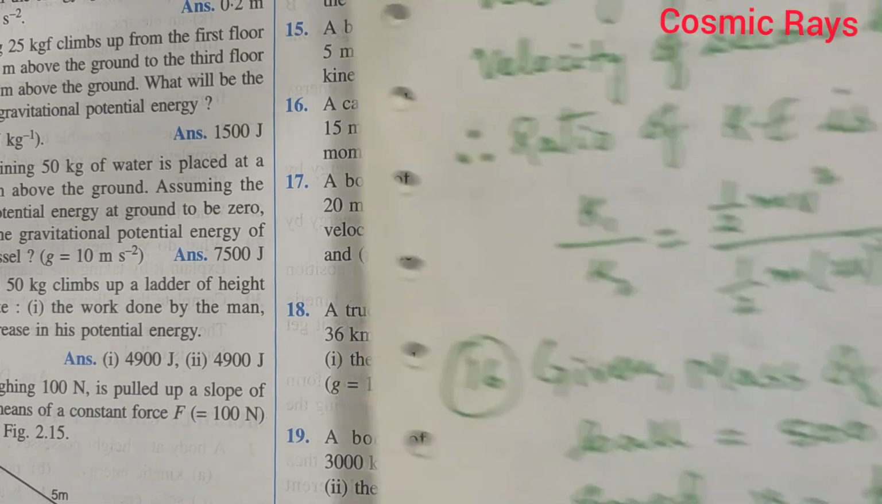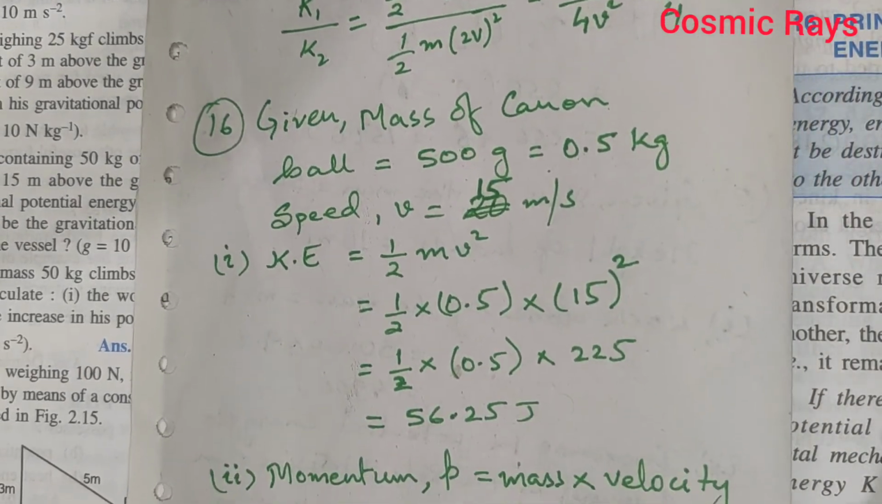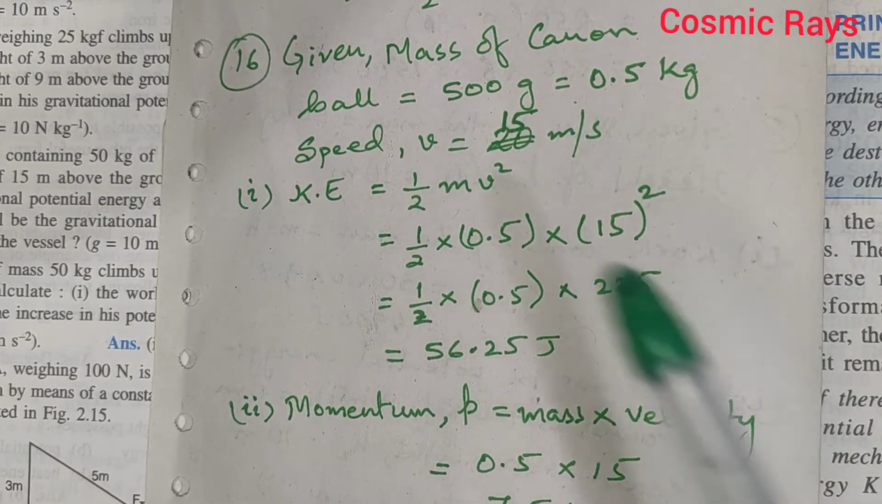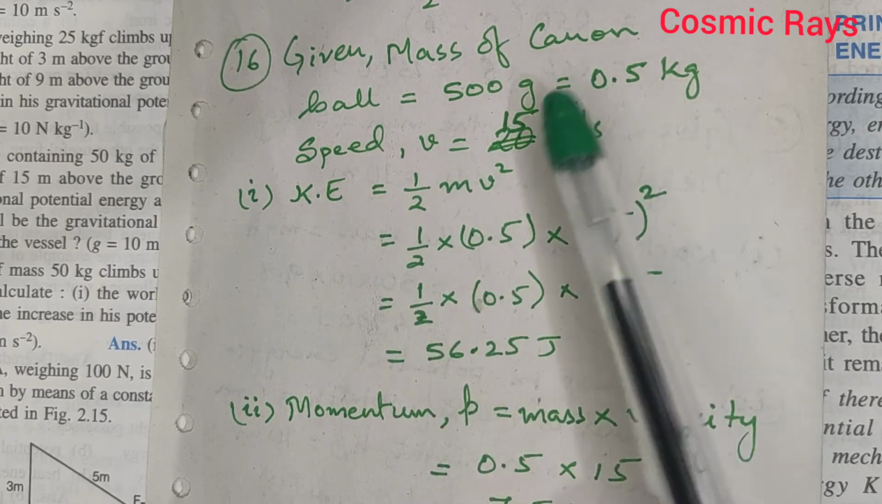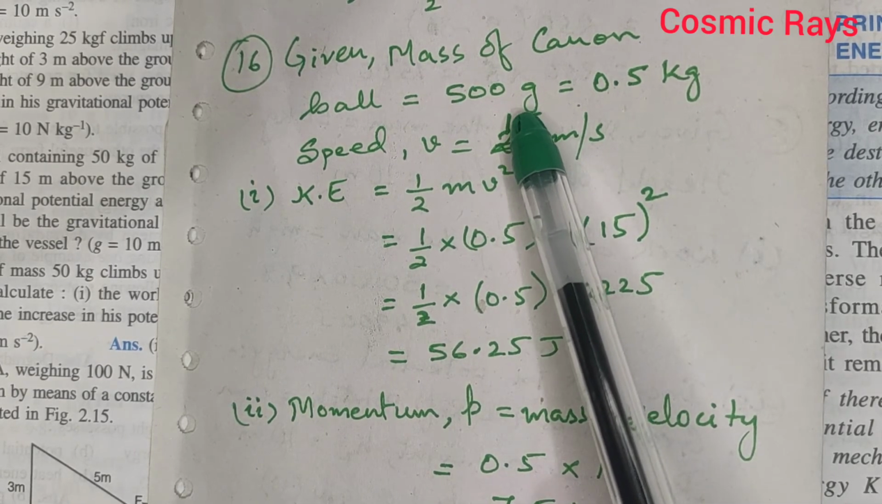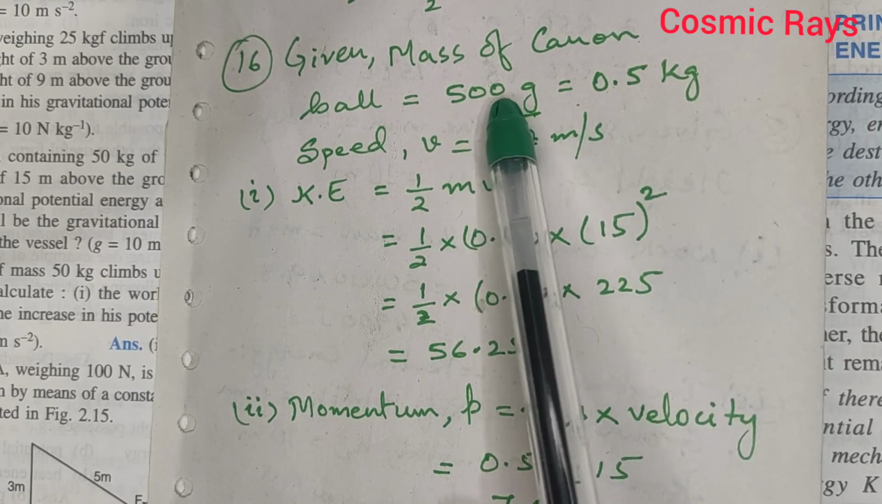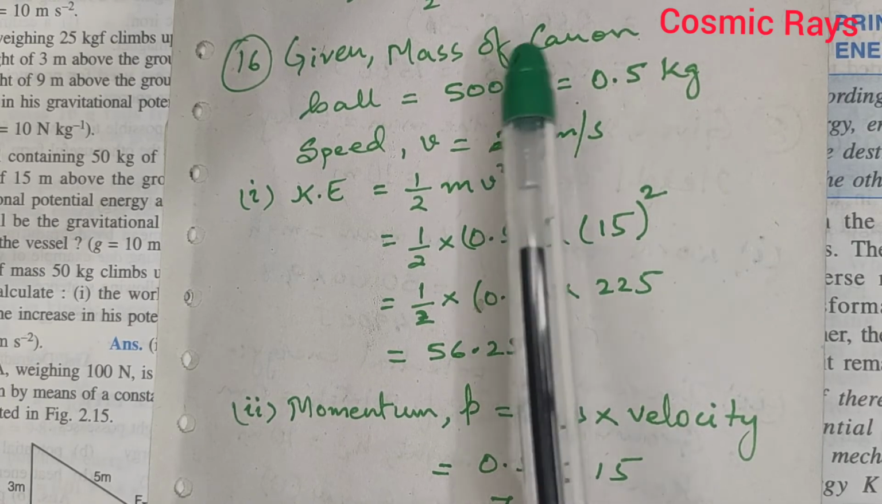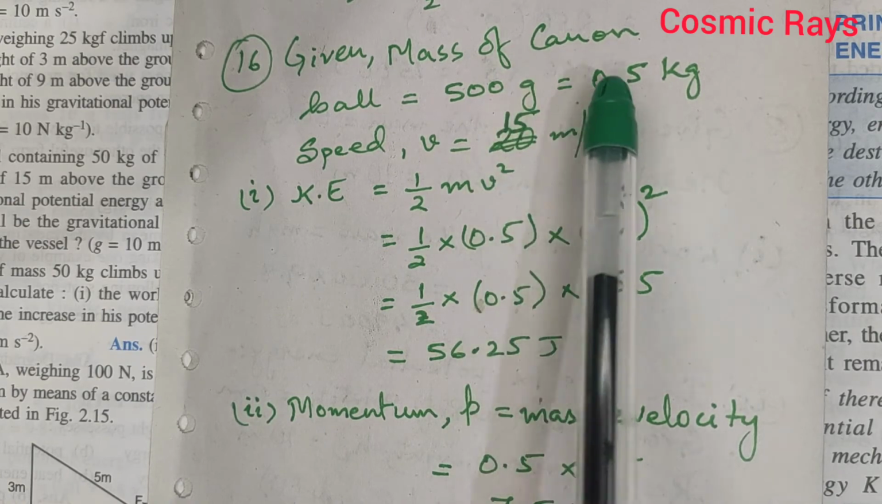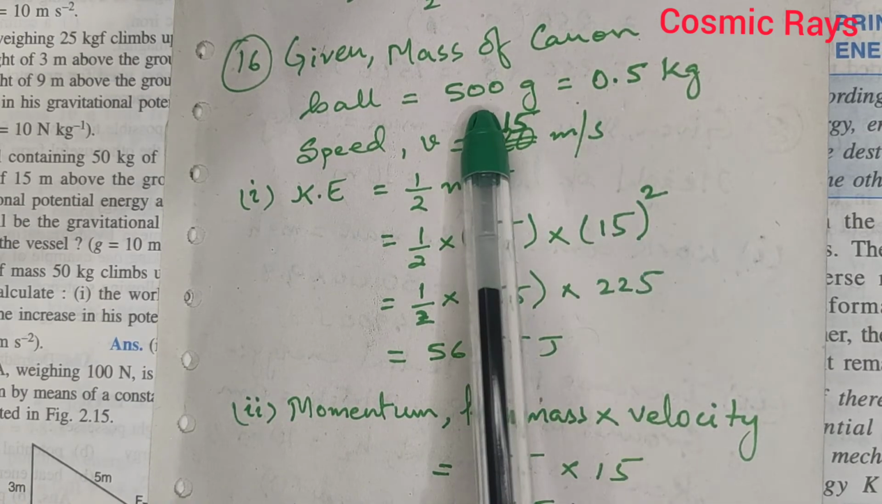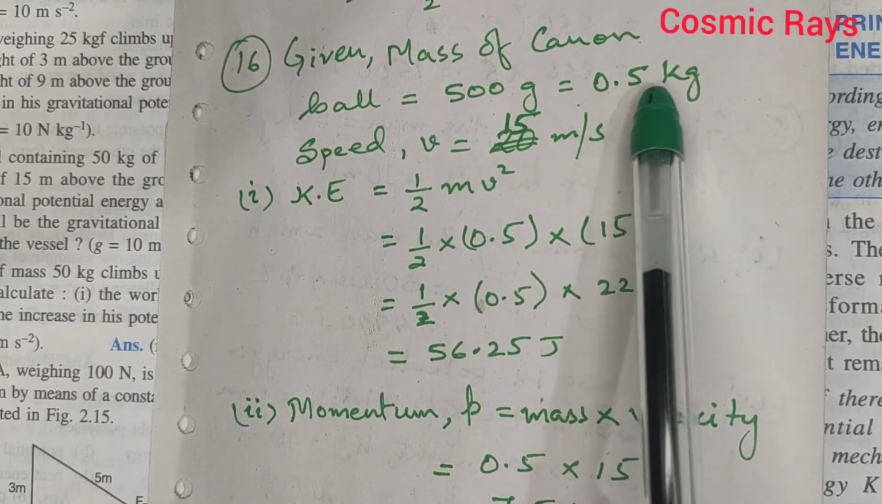Now here we have written the mass of the cannonball, that is 500 gram, but we know that the SI unit of mass is kg, so we convert it into kg by dividing it with 1000. So when we divide it by 1000, we get 500 grams is equal to 0.5 kgs.